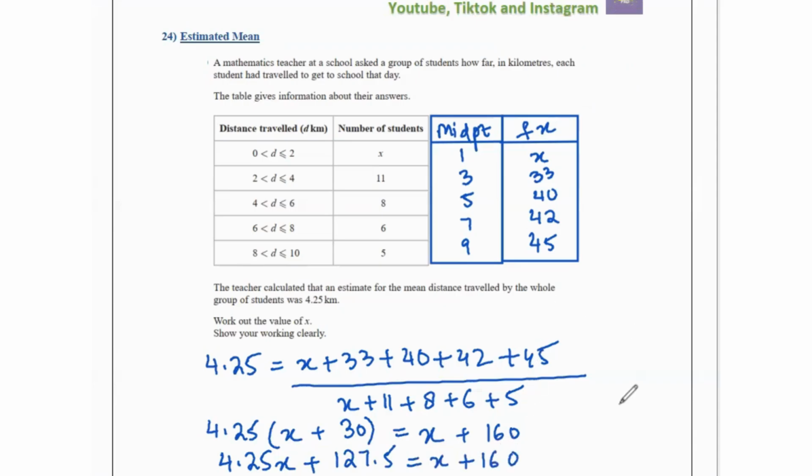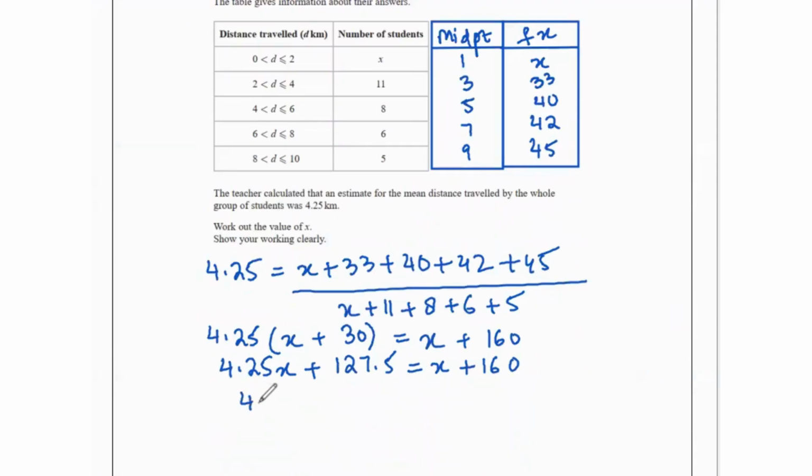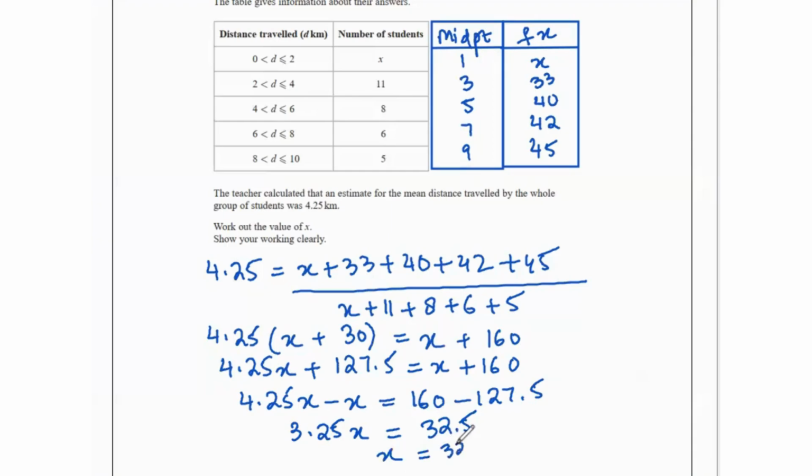Collect the like terms on each side. 4.25x minus x equals 160 minus 127.5. That's 3.25x equals 32.5. So x is going to be 32.5 divided by 3.25, and that is going to give us 10. So 10 is the frequency for the interval 0 to 2.